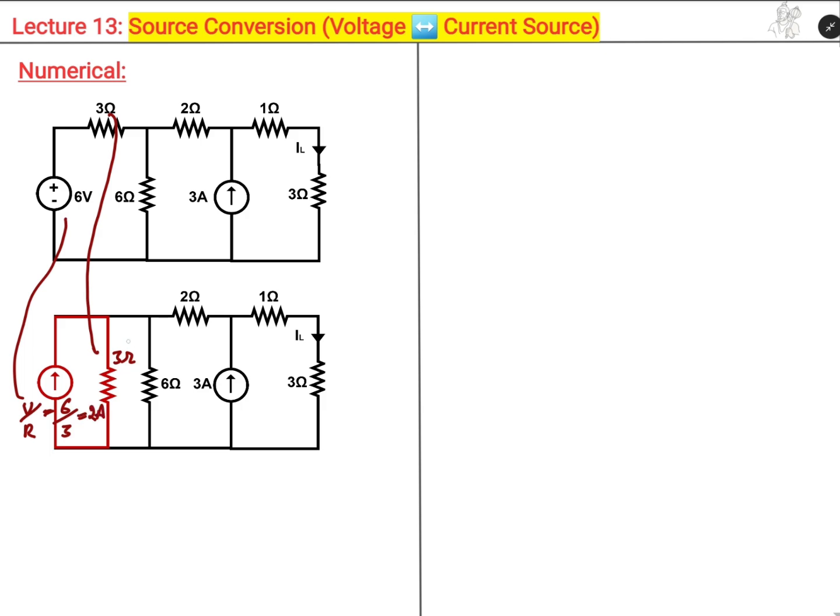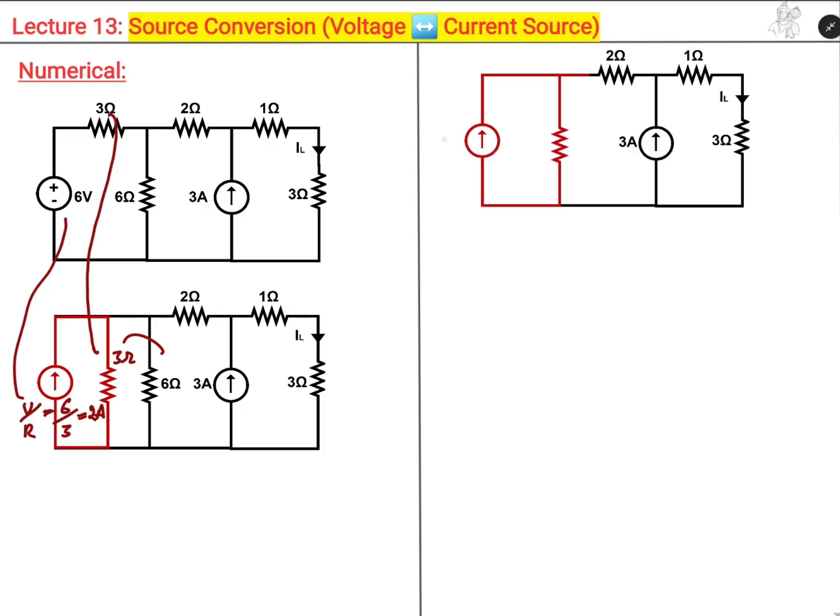Now we can see that the 3 and 6 ohm resistors are directly in parallel, so they can be clubbed. Let's club them. Here it is 2 ampere, and the equivalent resistance will be simply the parallel combination, that is 3 into 6 divided by 3 plus 6, and this comes out to be 2 ohms.